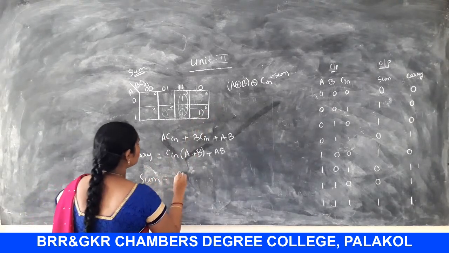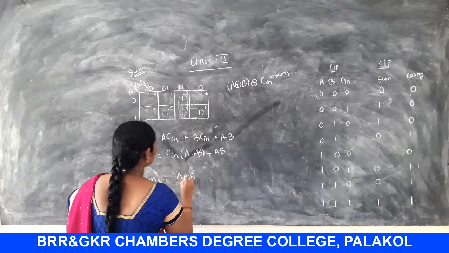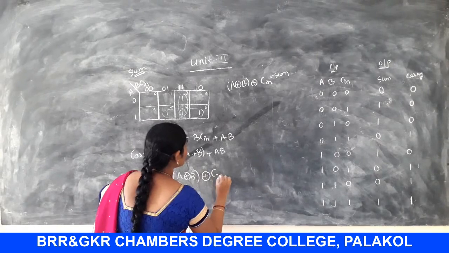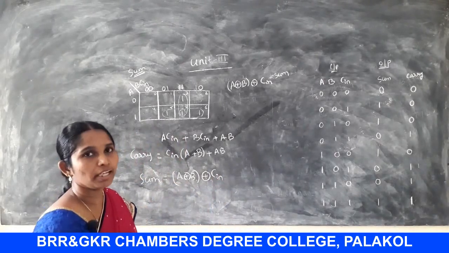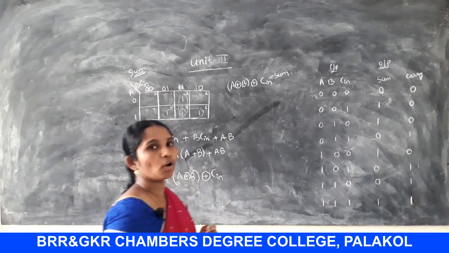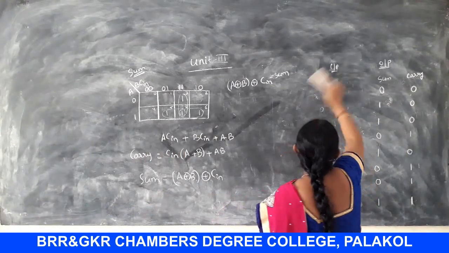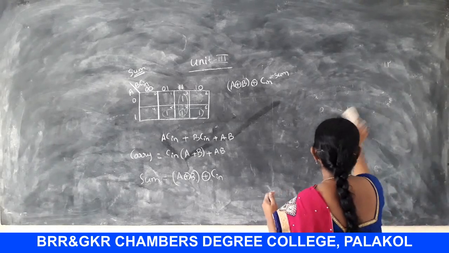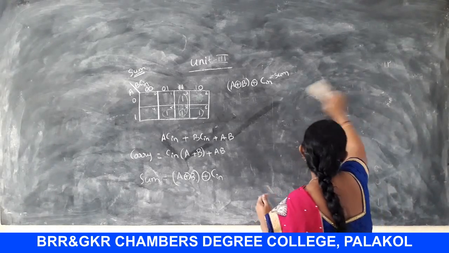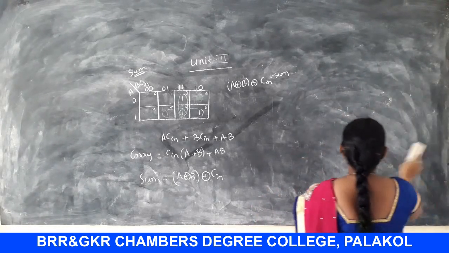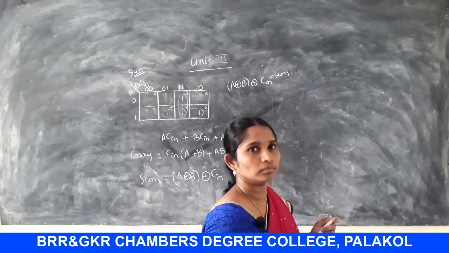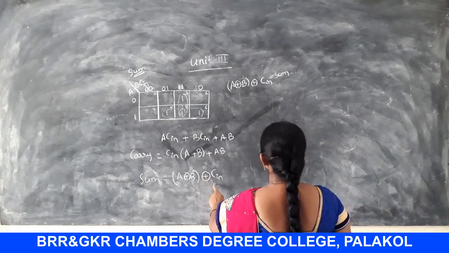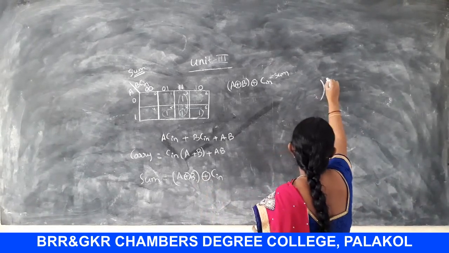Sum is equal to A XOR B XOR of Cin. This is the sum. Then finally we will draw the full adder logic diagram. Okay. Here the full adder logic diagram. The first one is sum, A XOR B.